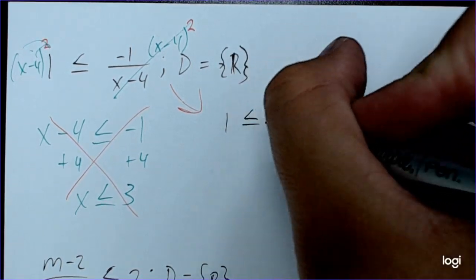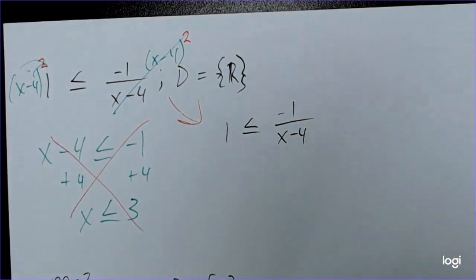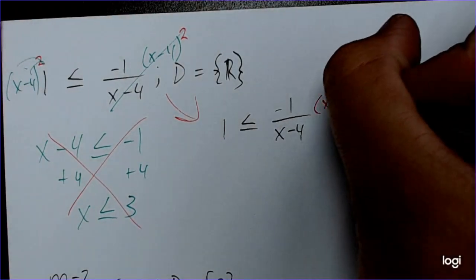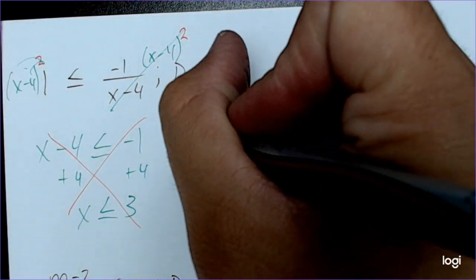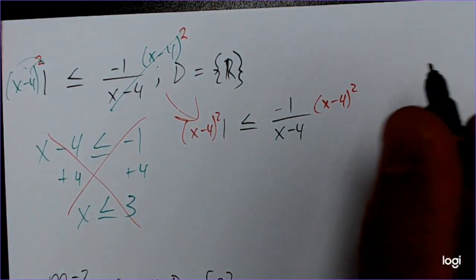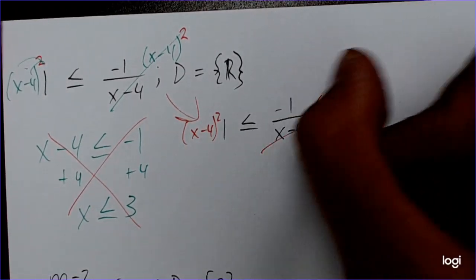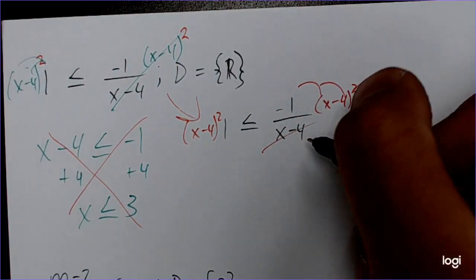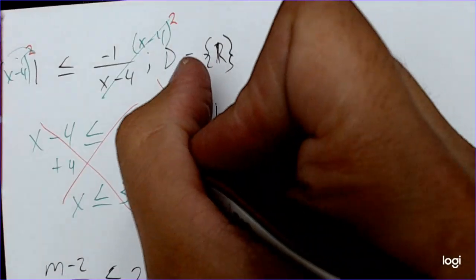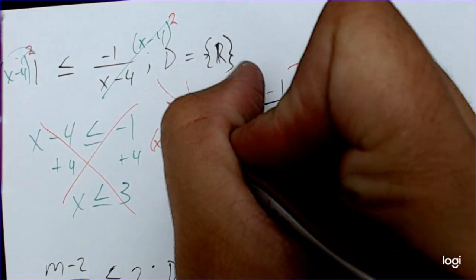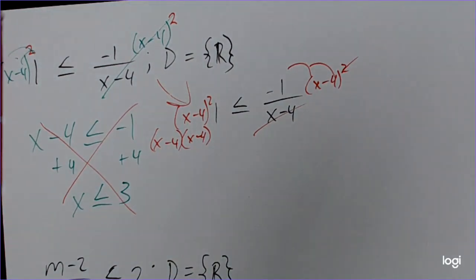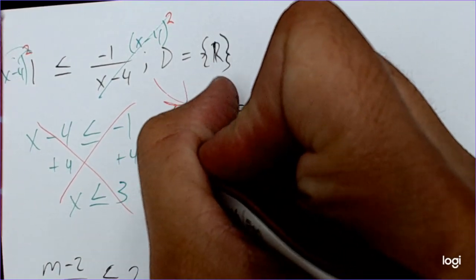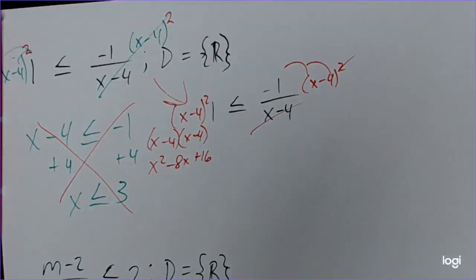We've got 1 less than or equal to negative 1 over x minus 4. And now that I've got that new knowledge of negatives being squared, I'm going to multiply each side by the denominator squared, right? And so that changes my answer a little bit. What's going to happen here on the left side is this one will cancel and the exponent will cancel. So now I've got one number to distribute, okay? Now the left side is going to be a little bit more complicated because I have to FOIL x minus 4 before I distribute the 1. So once I FOIL that, I end up with x squared minus 8x plus 16. Okay?